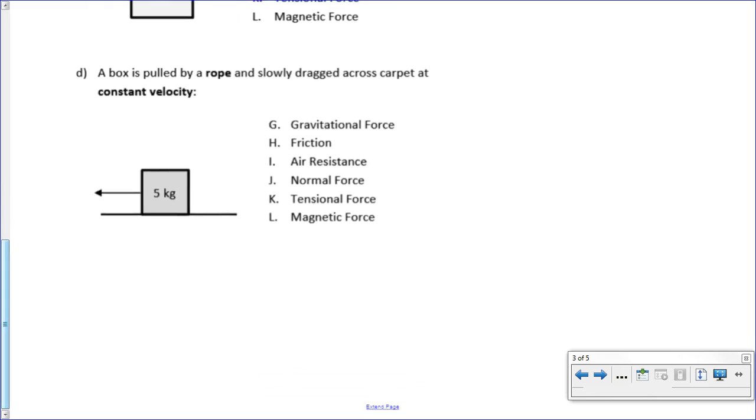This one, a box is pulled by a rope and slowly dragged across the carpet at constant velocity.